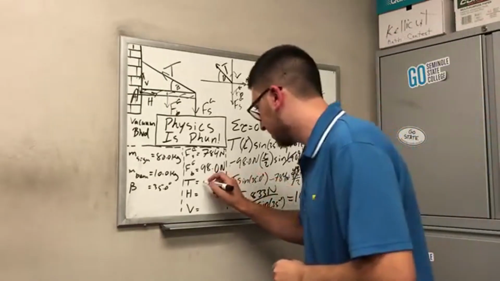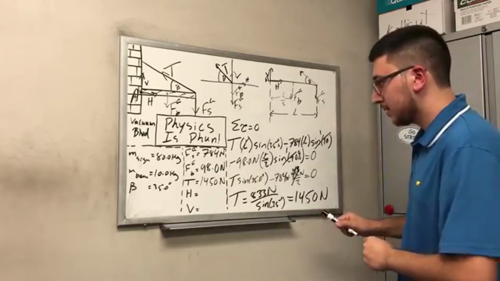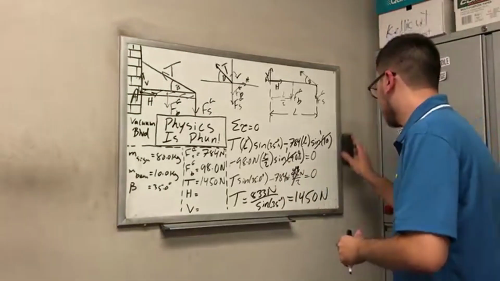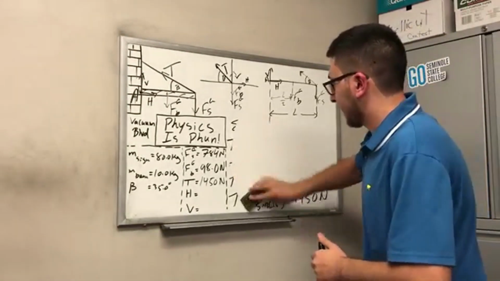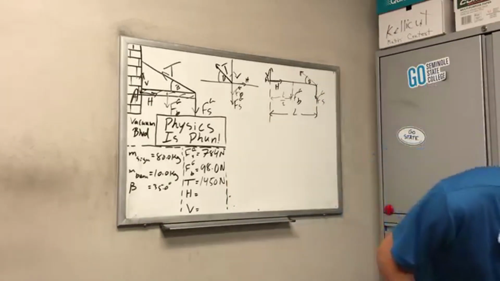So we have our tension, 1450 newtons. That's good. All right, let's erase that so we have more room. Our next thing is we said that sum of the torque equal to.